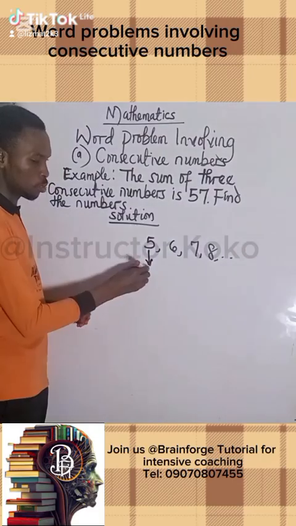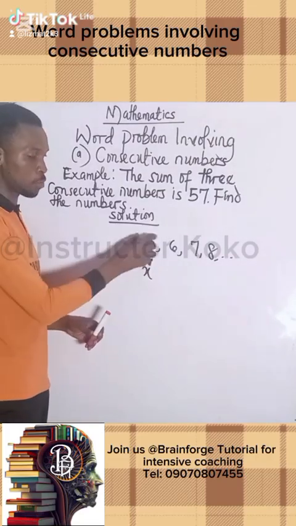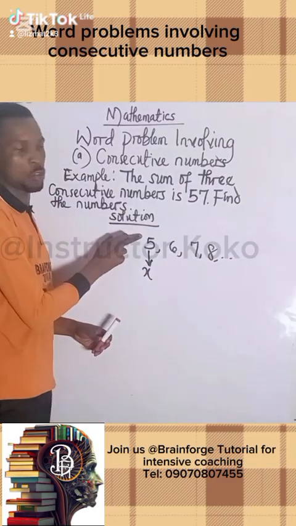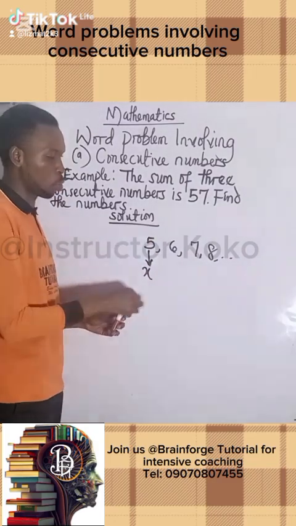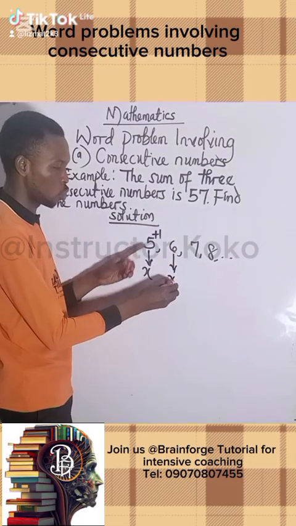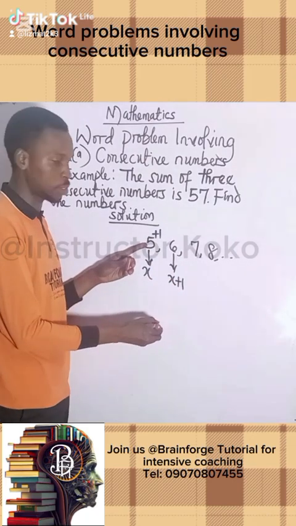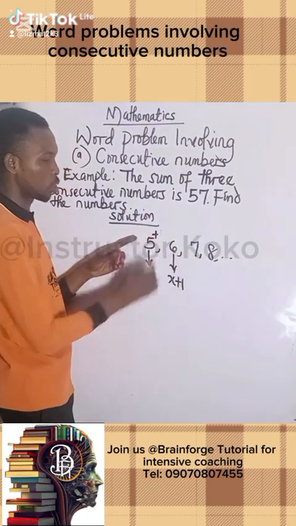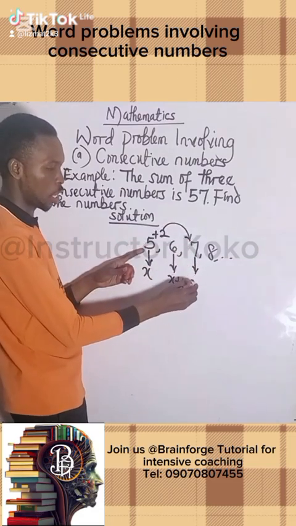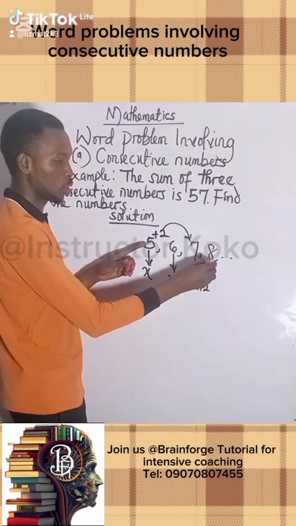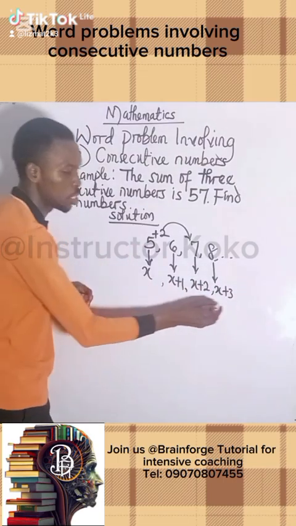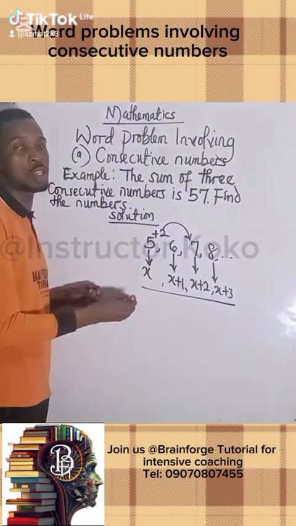Now let me assume that the first number among the consecutive numbers is x. And if that x is 5, of course, to get the next one, I'll just say 5 plus 1, right? So that means 6 will become x, which is 5, then I'll add 1, right? So to get 7, I'll say 5 plus 2 will give me 7. So I can as well say 7 is now x, which is 5 plus 2. Then 8 will now be x plus 3, and so on and so forth. So these are the terms in consecutive numbers.